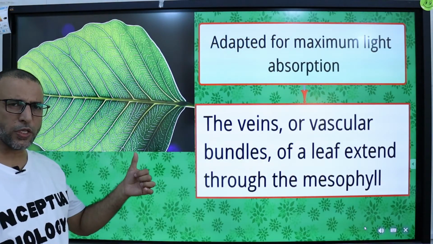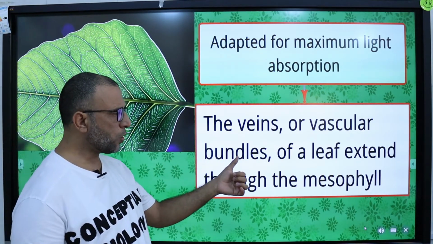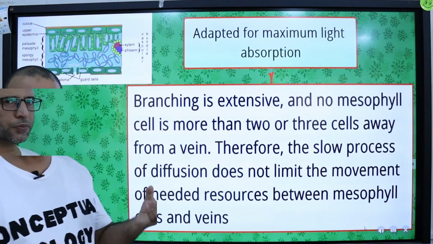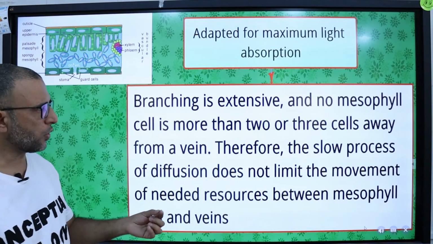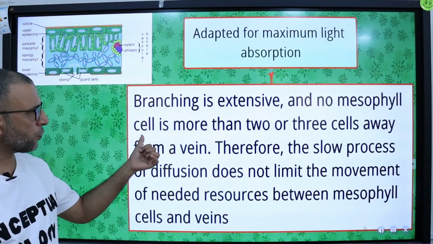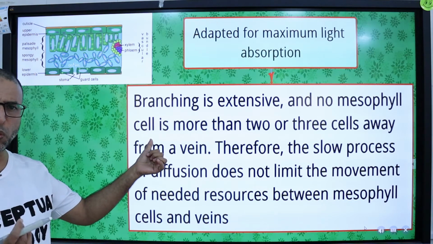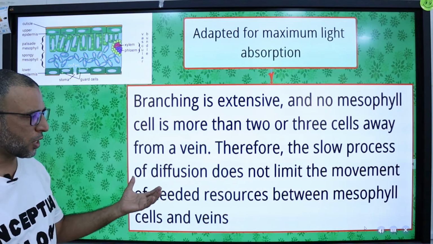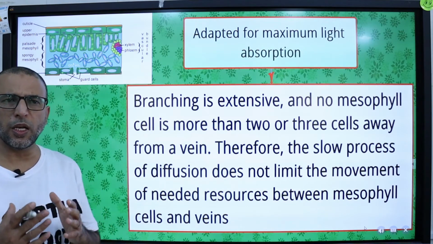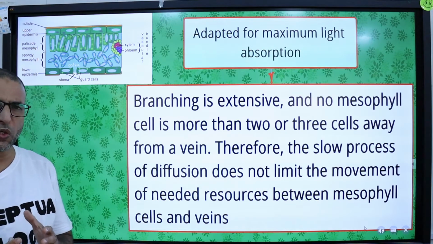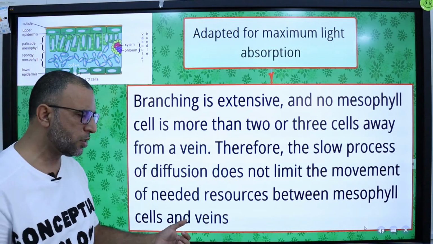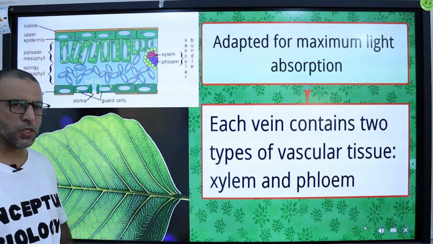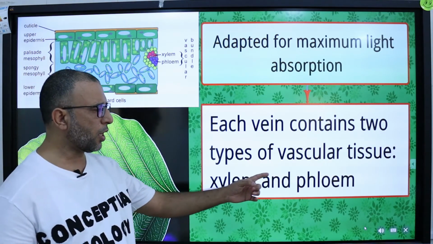The veins are vascular bundles, and these vascular bundles extend throughout the mesophyll. The network of veins is very extensive, and no mesophyll cell is more than 2 or 3 cells away from a vein. Therefore, the slow process of diffusion does not limit the movement of needed resources between the mesophyll cells and veins. Each vein contains 2 types of vascular tissue, that is xylem and phloem.